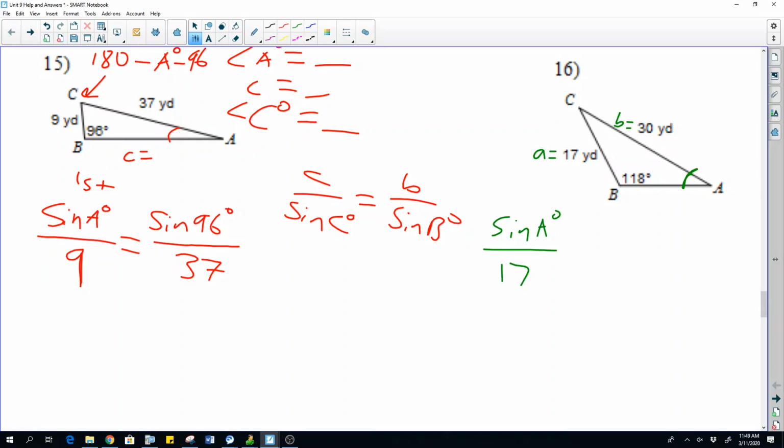So we're going to do sine of A over 17 yards, because you got to label these. And then we have a little c right here, which we still need to solve for, as well as angle C. So sine of A over 17 is equal to, ooh, we have B, so that'll work. So that's sine of 118 degrees divided by its side length, 30.